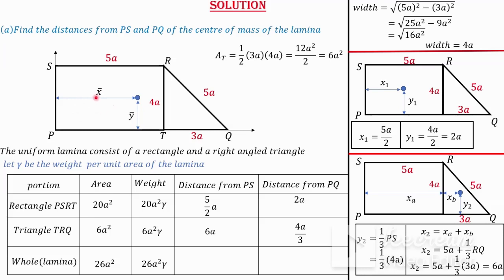That is the distance from PS of the center of mass of the lamina, which I denoted as x bar, which is what we have to look for. Similarly, the distance from PQ of the center of mass of the lamina is simply this y bar, which we are going to represent in our table. That is, y bar is the distance from PQ, which is y bar from this diagram, which we can clearly see here.